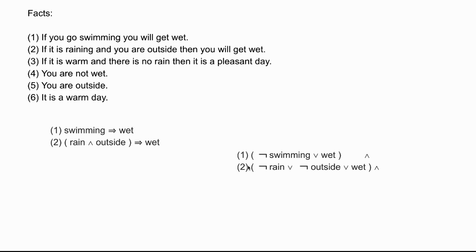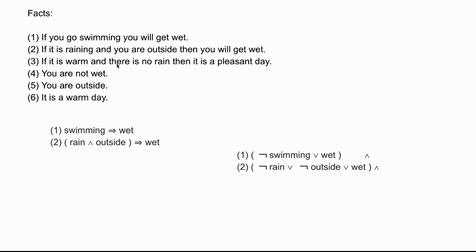Again, representing this using the CNF format, you will have not (rain and outside) or wet, and then when you take the not inside, the and will convert to an or, and you will have a not operator beside rain and outside. Okay, so again, if this is not very clear, just take a pen and paper, write it down, and then it will make perfect sense.